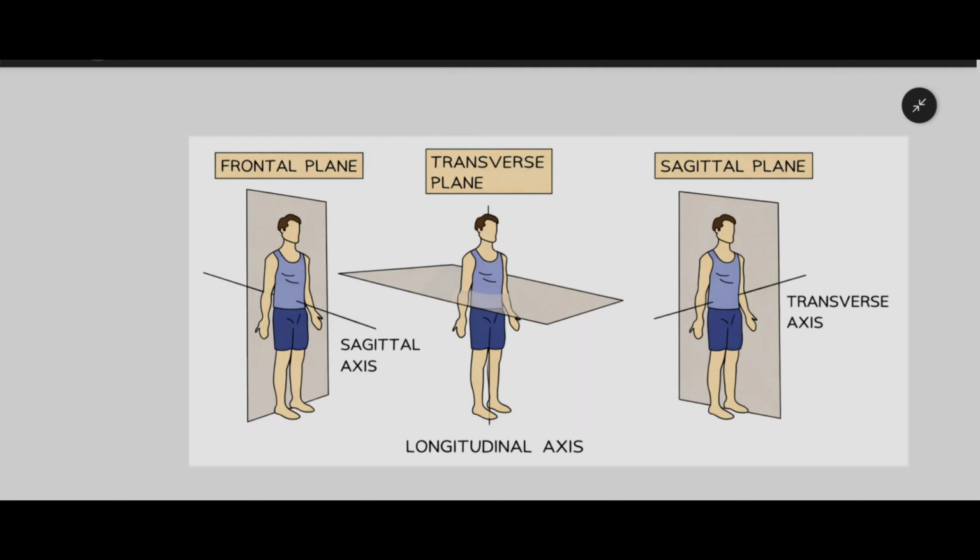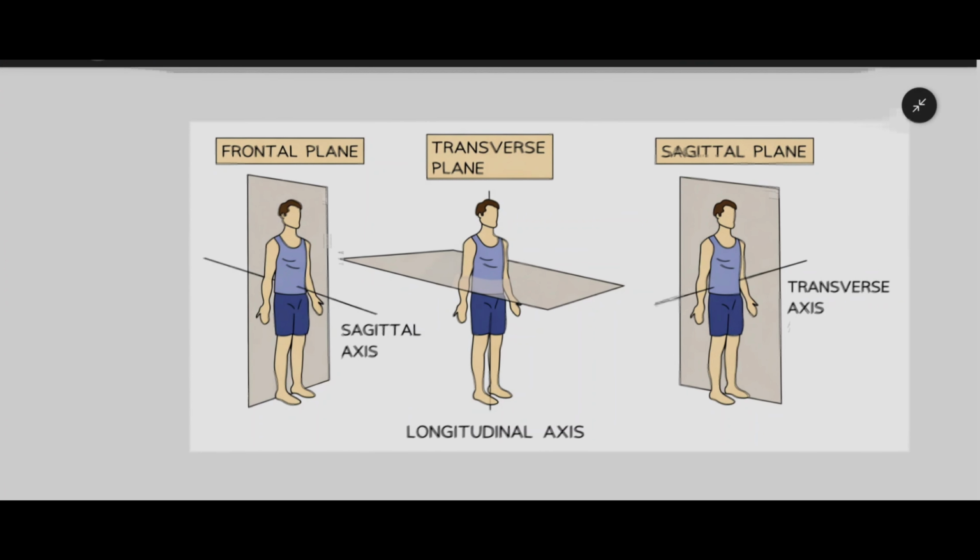And with each of these planes and axes, you notice that the axis is always going through the plane. So the sagittal axis is going through the frontal plane, the longitudinal axis is going through the transverse plane, and the transverse axis is going through the sagittal plane.